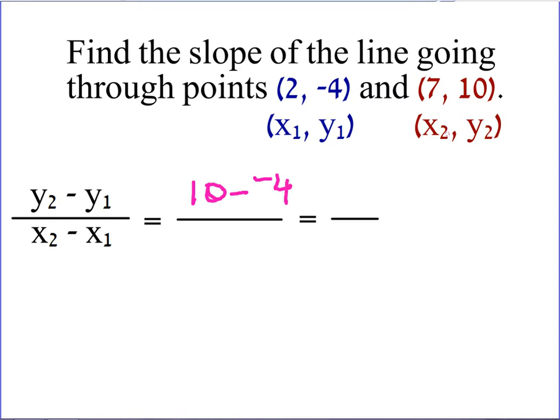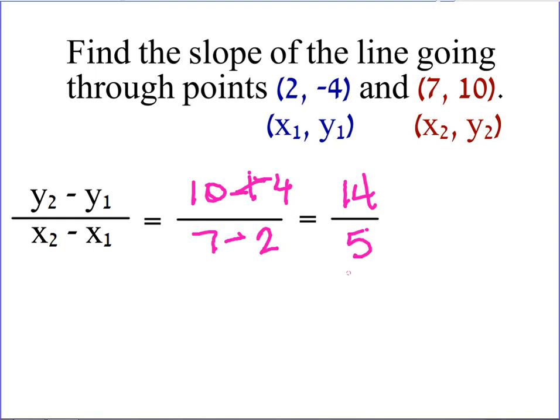In the denominator, I want to have the difference in my x values. So I'm going to take x2, which is 7, and I'm going to subtract x1, which is 2. On top, 10 subtract a negative 4. When I have the double negatives, that becomes a plus. 10 plus 4 is 14. In the denominator, 7 minus 2 gives me 5.